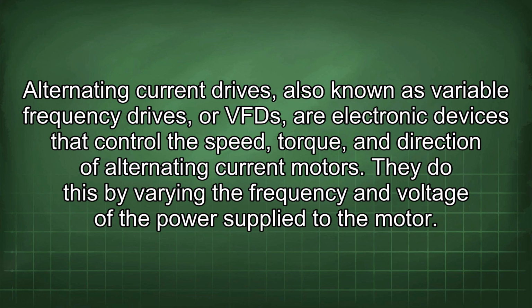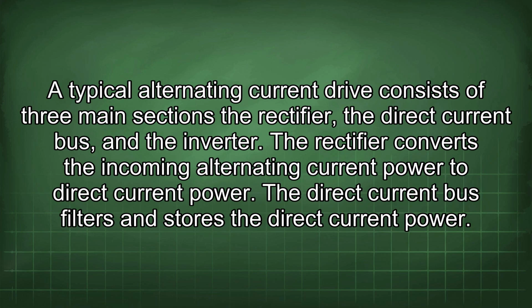Alternating current drives, also known as variable frequency drives, or VFDs, are electronic devices that control the speed, torque, and direction of alternating current motors. They do this by varying the frequency and voltage of the power supplied to the motor. A typical alternating current drive consists of three main sections: the rectifier, the direct current bus, and the inverter.